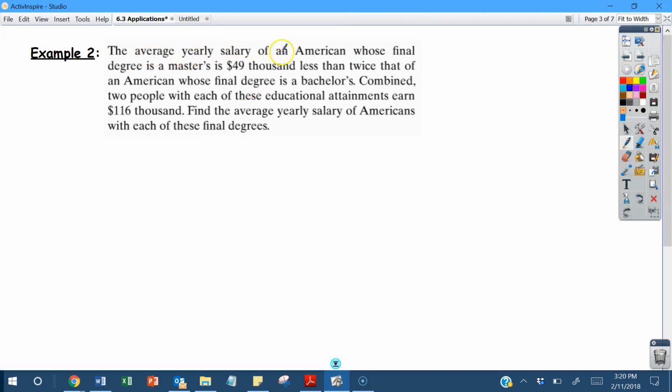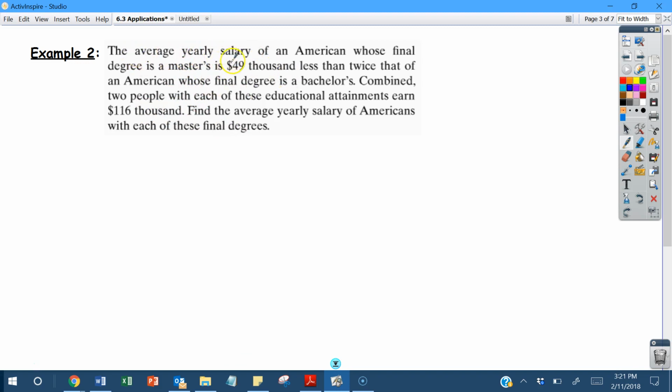So here we have the average yearly salary of an American whose final degree is a master's is $49,000 less than twice that of an American whose final degree is a bachelor's. Combined, the two people with each of these educational attainments earn $116,000. And we want to find the average yearly salary of Americans with each of the final degrees. So here's what I'm going to do. I'm going to start by talking about the first sentence and turning that into an equation, and then I'm going to look at the second sentence.